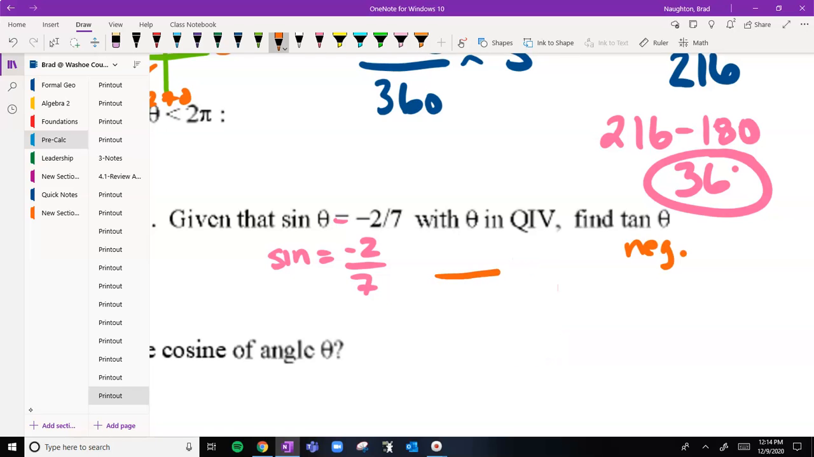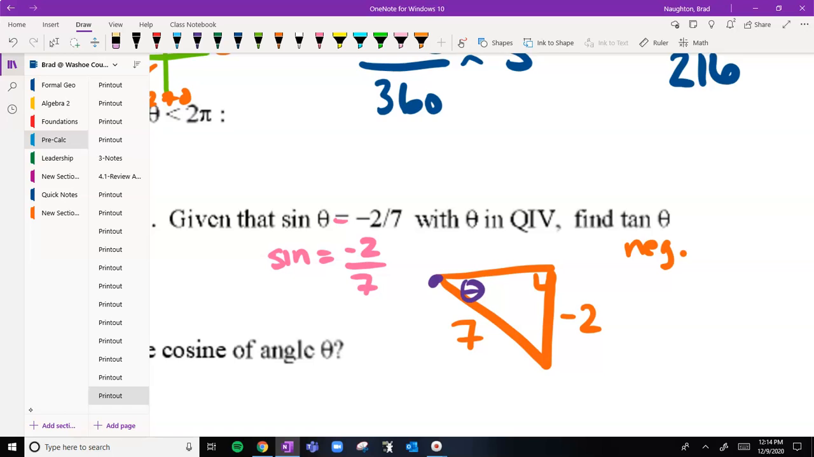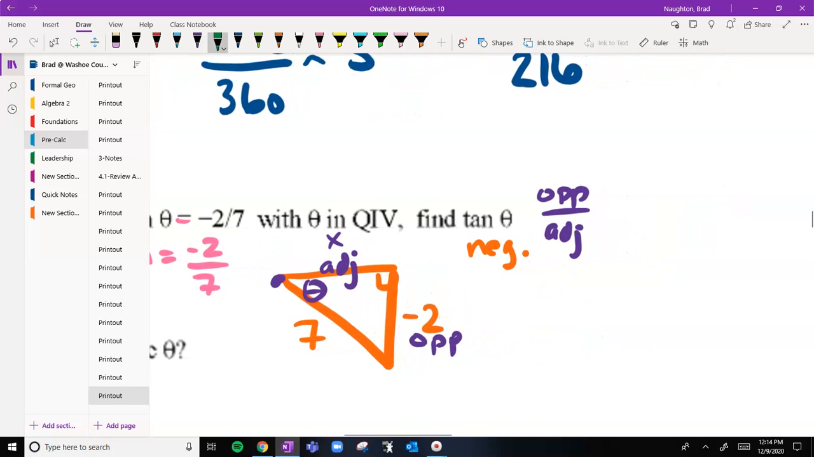And so I'm going to draw it as if it was in that quadrant, where I'm going to go ahead and go 7 and then negative 2, because you always start at your origin. So when we need tangent, remember tangent, if I erase this to give myself some room, is opposite over adjacent. So we already have the opposite side, but I am missing that adjacent. So I'm going to call that x for the time being.